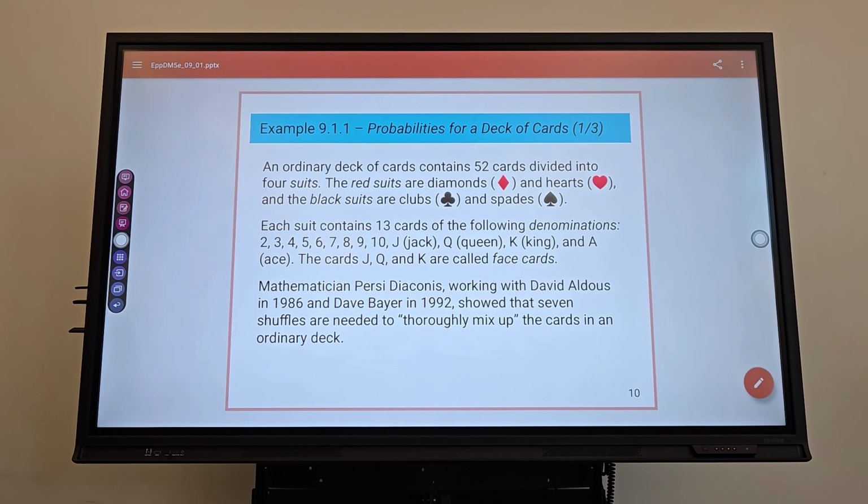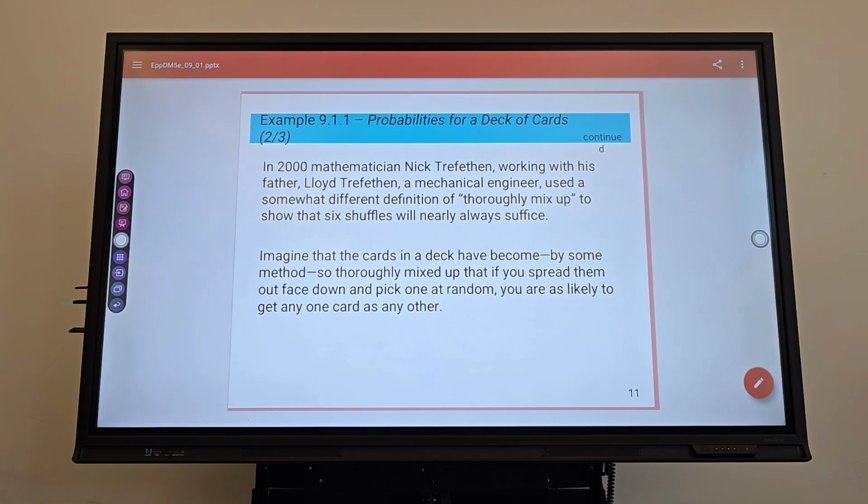A couple of mathematicians working in '86 and '92 showed that 7 shuffles are needed to thoroughly mix up the cards in an ordinary deck. In 2000, a mathematician and his father, a mechanical engineer, used a somewhat different definition of thoroughly mixed up to show that 6 shuffles are nearly always sufficient.